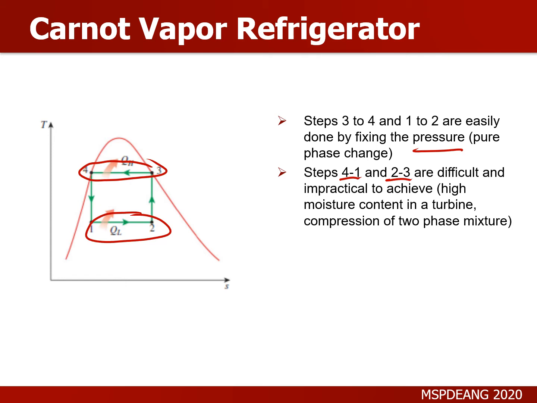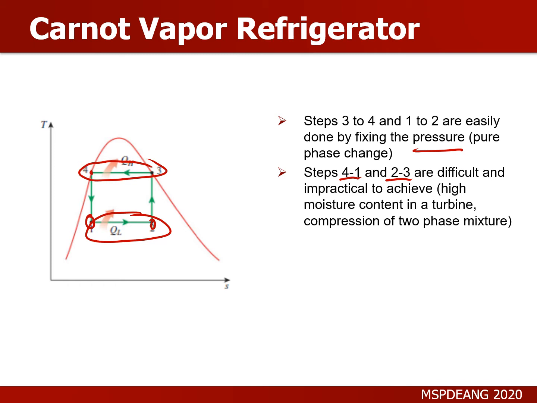Kasi for step 4 to 1, you have a saturated liquid here. And the saturated liquid, pag in-expand mo yan, magkakaroon ka ngayon ng mixture of vapor and liquid of low quality. And pag nalagay mo to sa isang turbine, hindi siya magandang gawin. Similarly, for a compressor, the compressor will take in fluid of low quality, and then i-compress siya to saturated vapor.